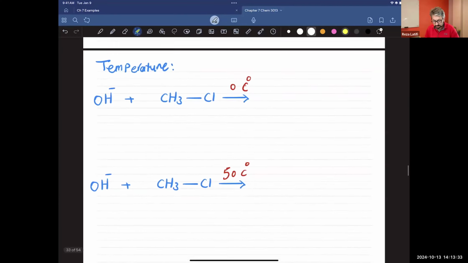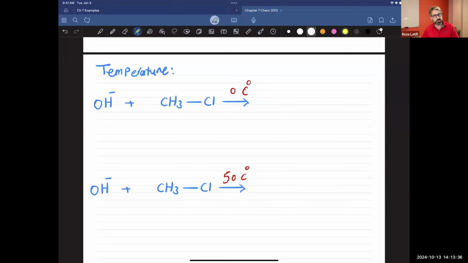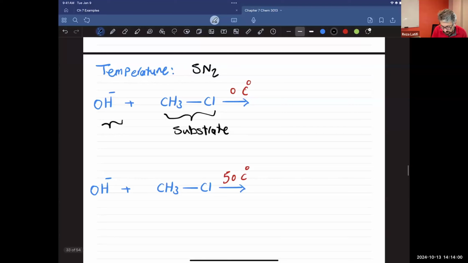Okay. Now, the fourth factor is the temperature. What is going to be the effect of temperature on an SN2 reaction? Remember, in order to have an SN2 reaction, we need two components. One is the substrate, and the second one is the nucleophile. So I need to have two of them. And in order to have an SN2 reaction, I need to have a collision between them.